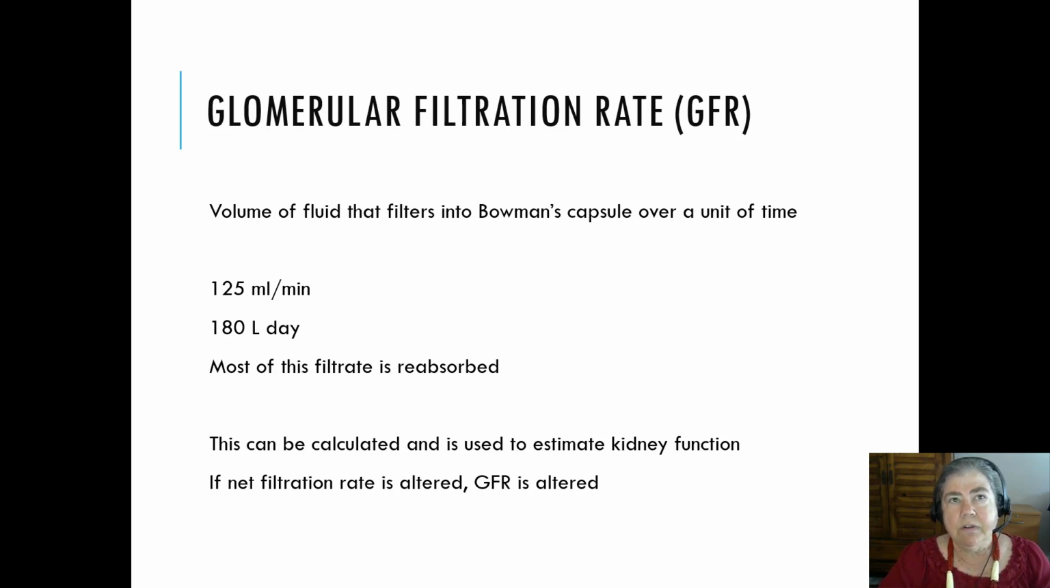So glomerular filtration is the movement of fluid out of the capillary into the urinary space. Glomerular filtration rate is the volume of fluid that filters into the capsule, into the urinary space over a unit of time. And in normal kidneys, about 125 milliliters per minute leaves the blood flow and enters Bowman's capsule. And if we multiplied that out, it's 180 liters a day.